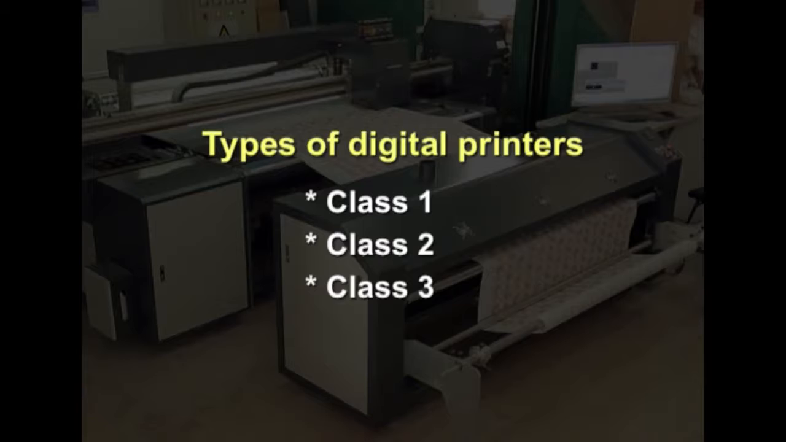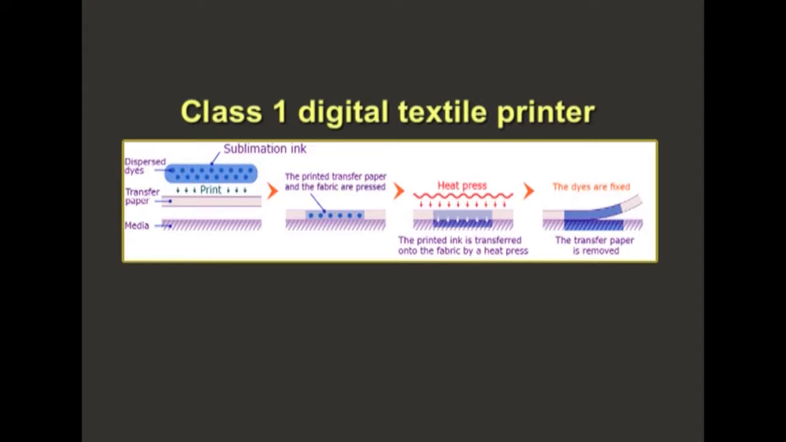In class 1, the type of printers are paper to fabric printers. The printer utilizes sublimation or dispersed dye ink in combination with transfer papers. The speed and size of these printers are customized as per the market trends. The curing is done using either heat press or heat fixation calendars. The applications include sportswear, soft signage and hard surface products.